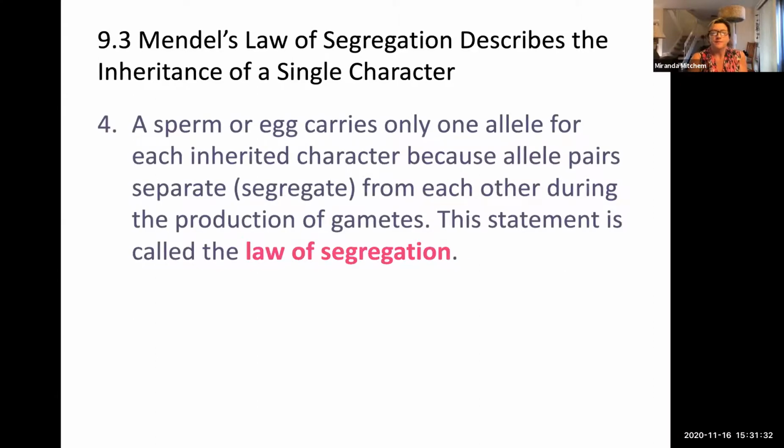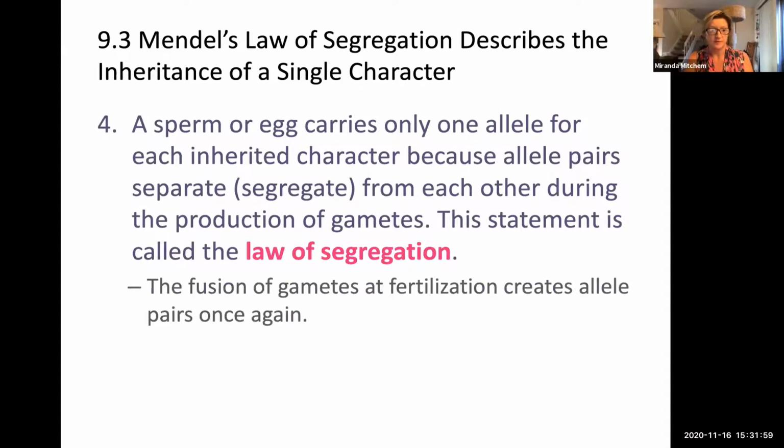And then finally, the law of segregation. What this means is that the sperm or the egg has only one allele due to meiosis. These allele pairs, think back to what we learned in our last module, segregate during cell division. And that is what the law of segregation is. Then at fertilization, we bring the gametes back together and get an allele pair again. Some other words we could use for this are diploid and haploid.